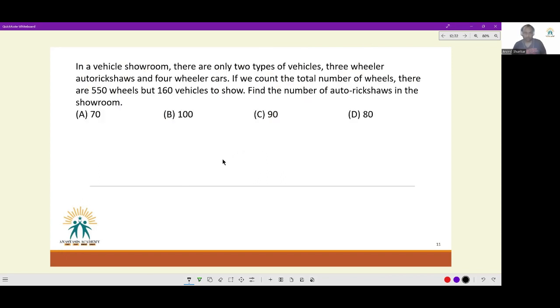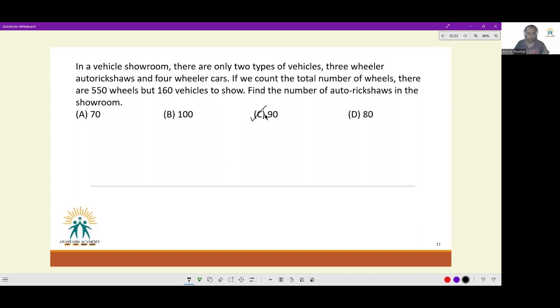Next question. In a vehicle showroom, there are only 2 types of vehicles: 3-wheeler auto rickshaws and 4-wheeler cars. If we count the total number of wheels, there are 550 wheels, but 160 vehicles to show. Find the number of auto rickshaws in the showroom. The answer to the question is 90, and I will first try to solve it verbally so that you can visualize it.